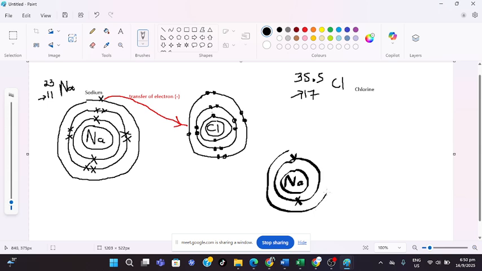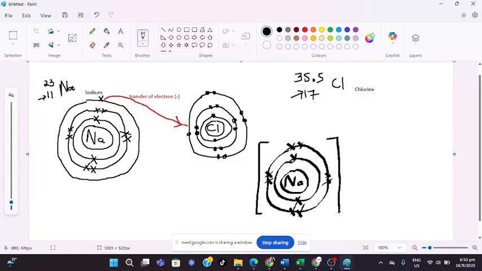And now it loses that one. It loses a negative charge. Therefore, it has a positive charge. So it loses something and becomes positive, because of what it lost.